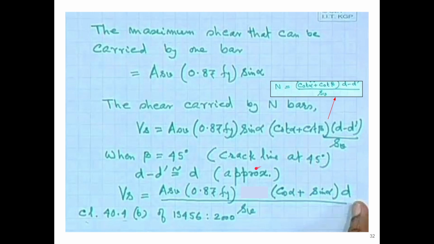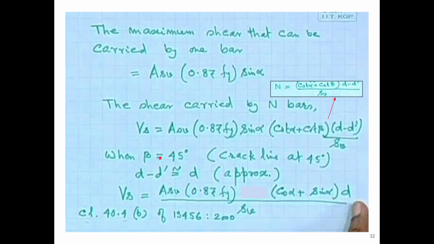Like cot 45, so cos 45 is 1 by root 2, sin 45 is 1 by root 2, so 1 by root 2 divided by 1 by root 2 is 1. So 1 into sin alpha will be sin alpha. And here cot alpha is cos alpha by sin alpha, so cos alpha by sin alpha into sin alpha, the sin alpha cancels, so it will be cos alpha. So it becomes cos alpha plus sin alpha, and d minus d prime we have taken as d.